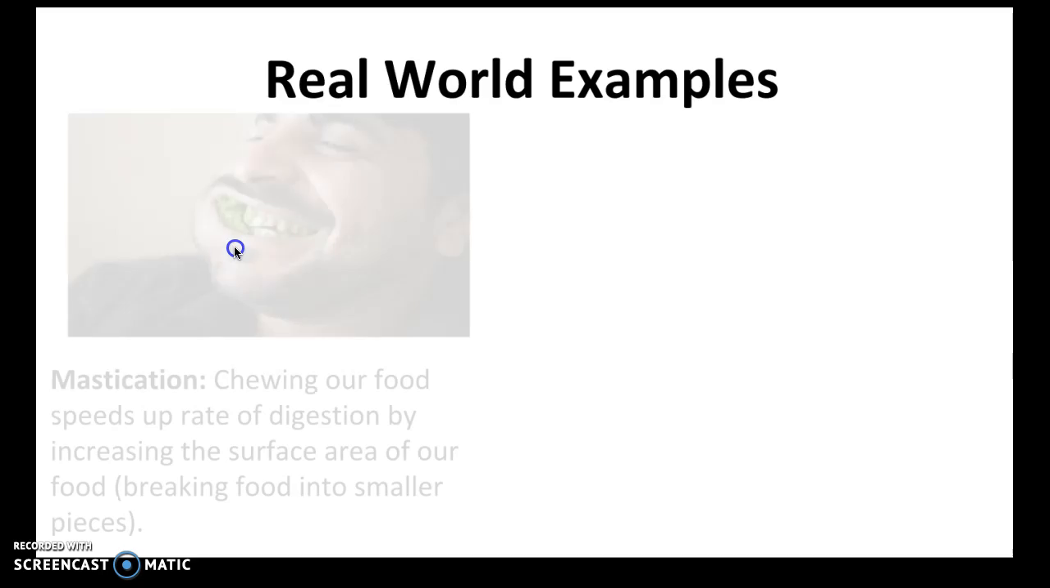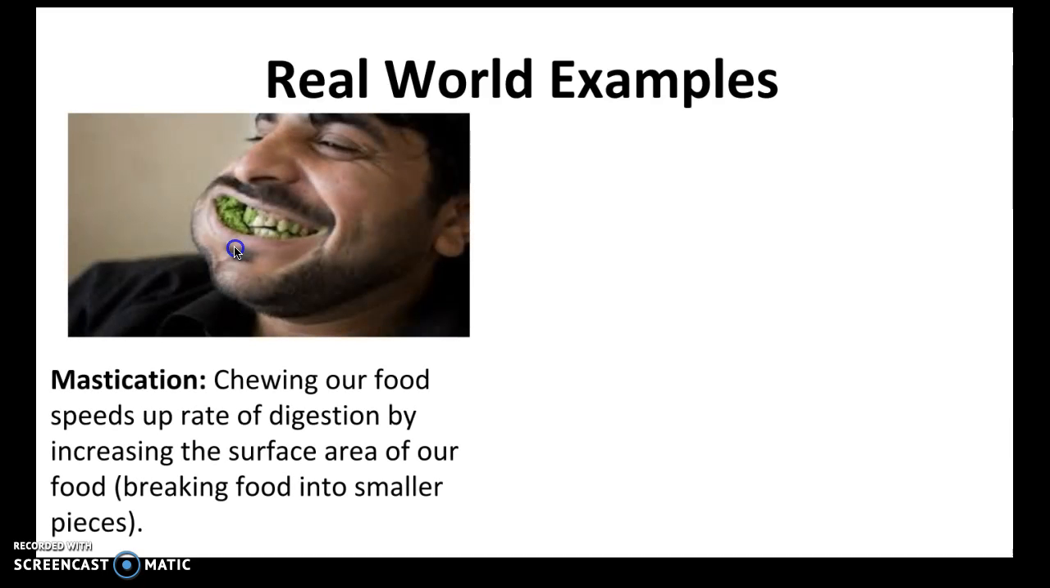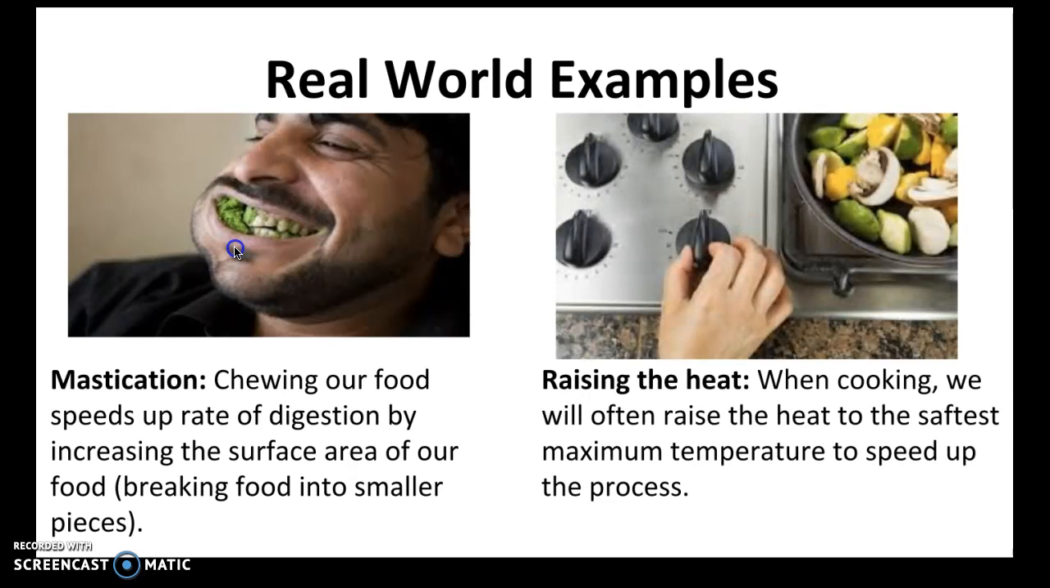Okay, so here are some real world examples that I think of. I love food, so that's usually what comes to mind for me. One example would be mastication, or chewing, which speeds up the rate of digestion by increasing the surface area of our food. We're breaking the food into smaller pieces, and our body is more quickly able to digest and absorb those nutrients. Another one is raising the heat. When you're cooking, sometimes you'll notice it's not cooking fast enough, so you'll increase the temperature. And increasing the temperature will often increase the rate of the reaction that occurs during the cooking process.